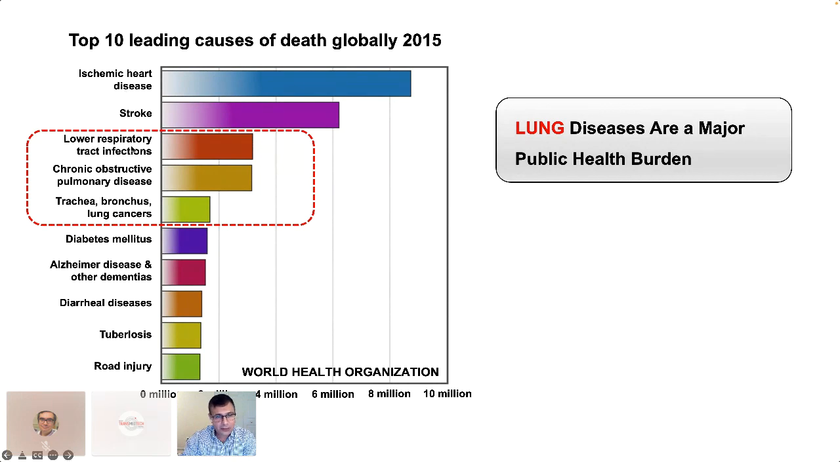But what you can appreciate is that 3 of the top 5 causes of death in humans globally are lung related: lung infections, chronic obstructive pulmonary disease, or COPD, which you might know mostly as a disease associated with smokers, and lung cancers. They're actually a major burden on human health.